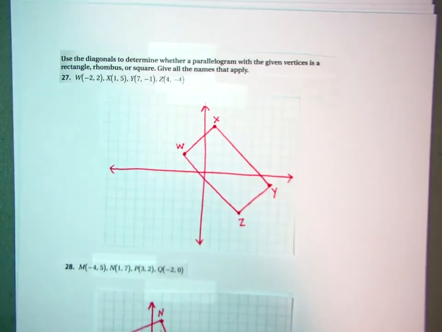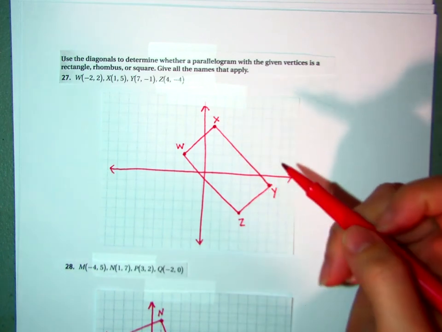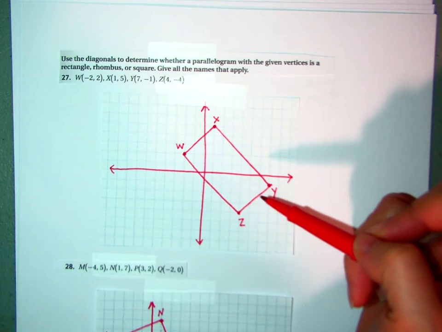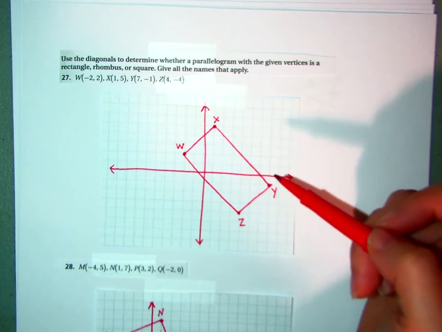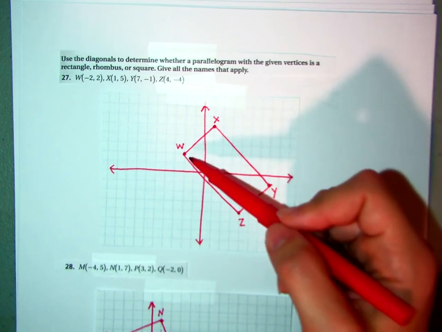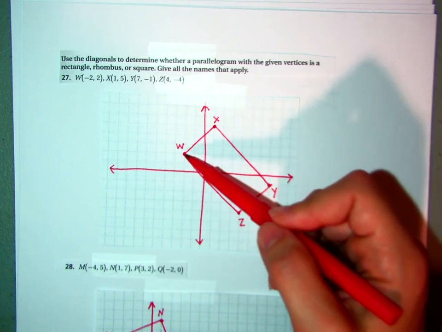So on number 27, we're supposed to use the diagonals to determine whether the parallelogram is a rhombus, a rectangle, a square, and we're supposed to give all the names that apply. By look, this looks like it's just a rectangle, but we would need to verify that. So we want to first verify that it's a parallelogram. If it's a parallelogram, then the opposite sides would be parallel, meaning the slopes would be the same.